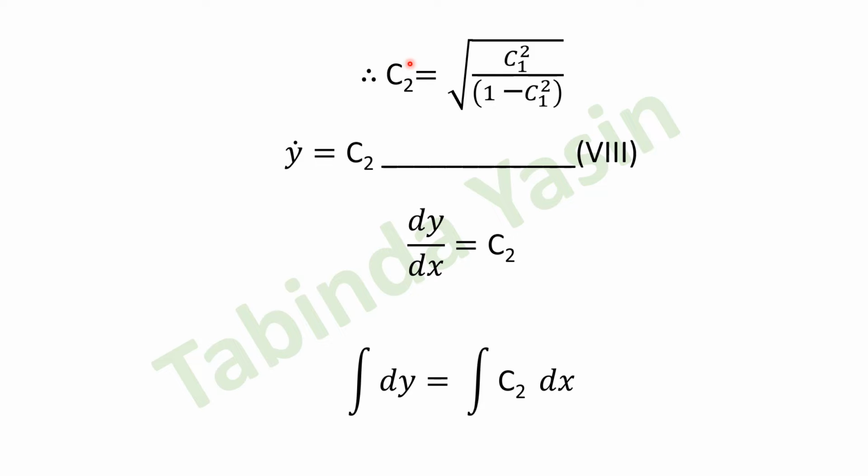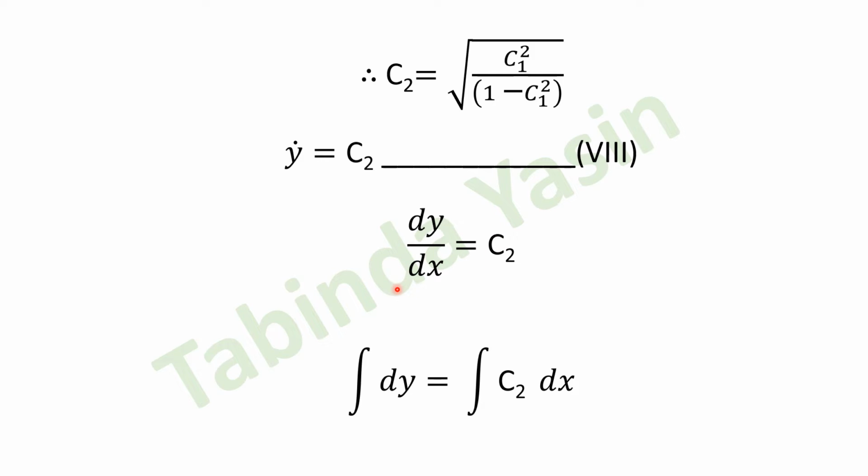Now taking this value, under root C1 squared over 1 minus C1 squared, equal to a constant C2, then y dot is equal to C2, giving that equation number 8. As we know that y dot is a single differential with respect to the x variable, so we have dy over dx, that is the Euler equation. Dy over dx is equal to C2.